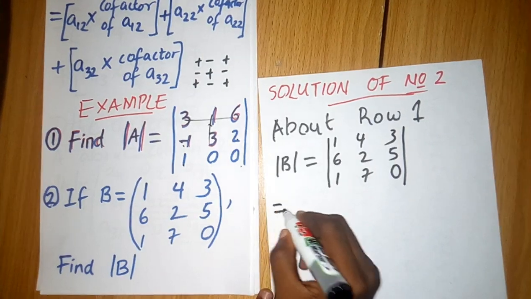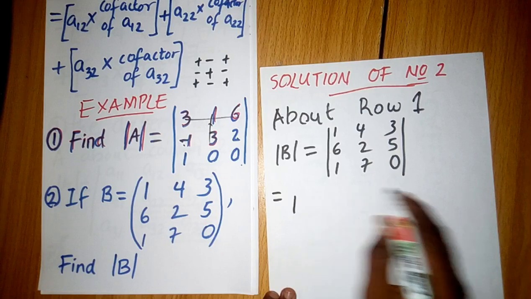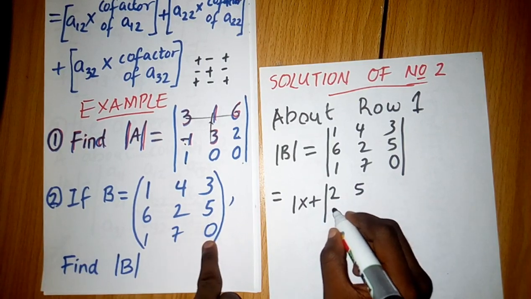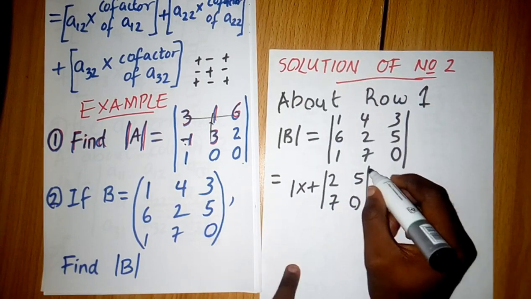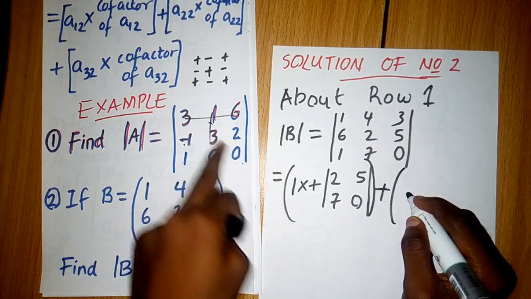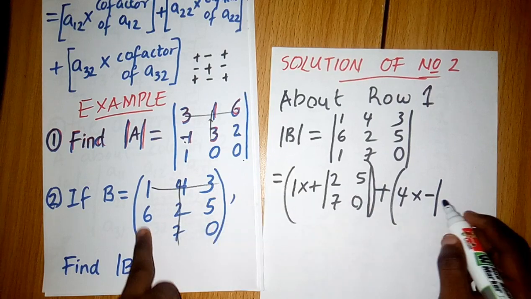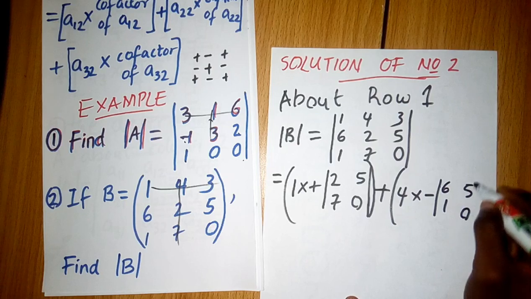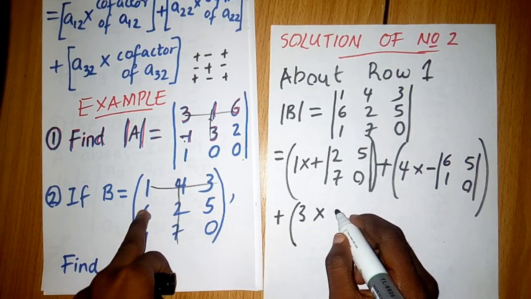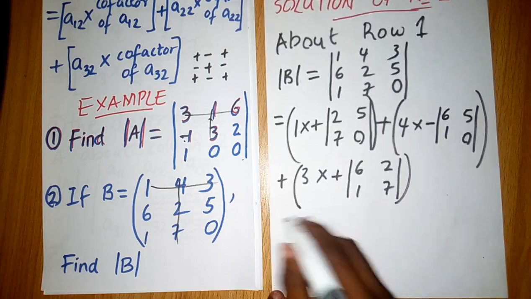Okay, so that will give us, now remember I said 3 by 3 matrix, the place sign is still the same. So that will become 1 times the place sign of 1, that is positive, the determinant of 2, 5, 7, 0. Then the place sign is minus, so let's just put plus, then 4 times the place sign minus the determinant of 6, 1, 5, 0. Then plus 3 times the determinant of 6, 2, 1, 7.